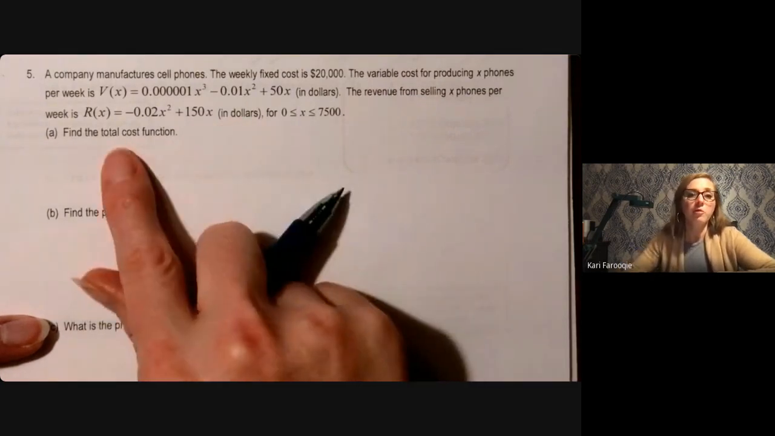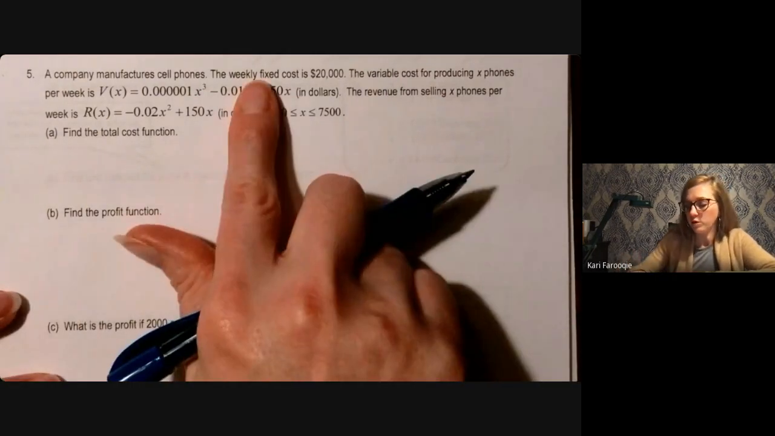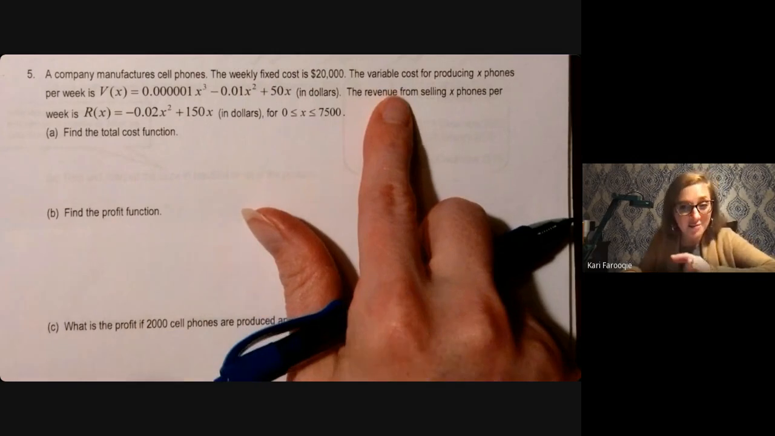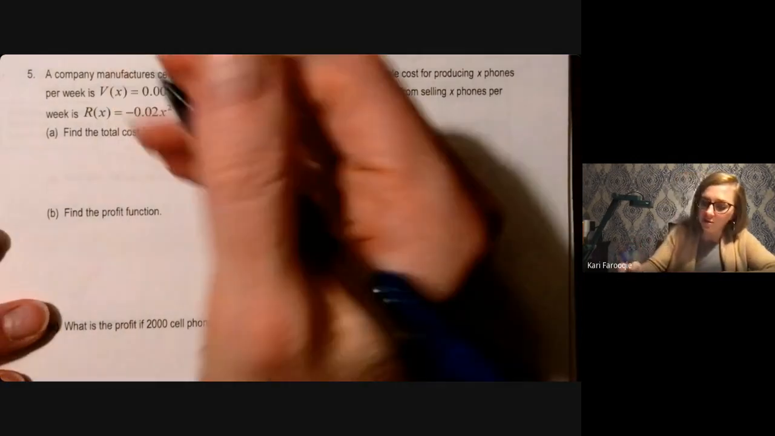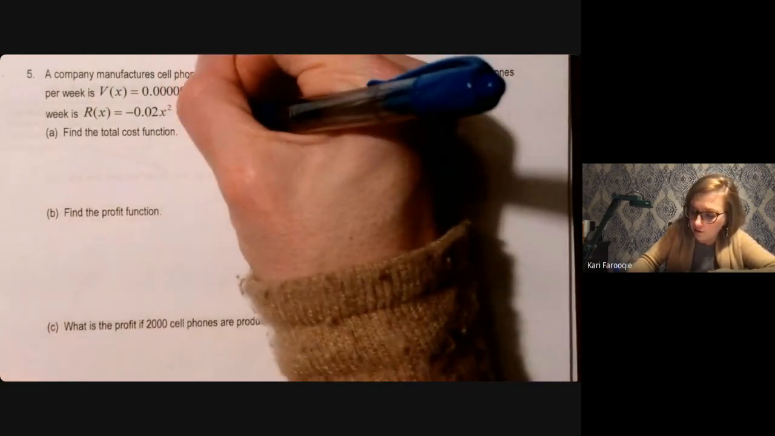So the first thing we're going to do is find the total cost function. So remember, I already said that we have a weekly fixed cost and a variable cost. So the total cost function is going to be a combination of those two functions, and we're going to combine them using addition. So we're going to take the fixed cost and add it to the variable cost.